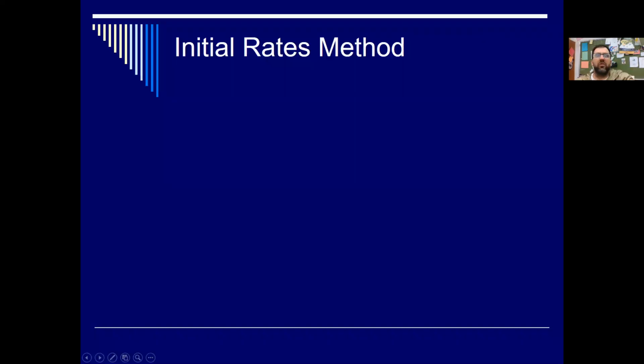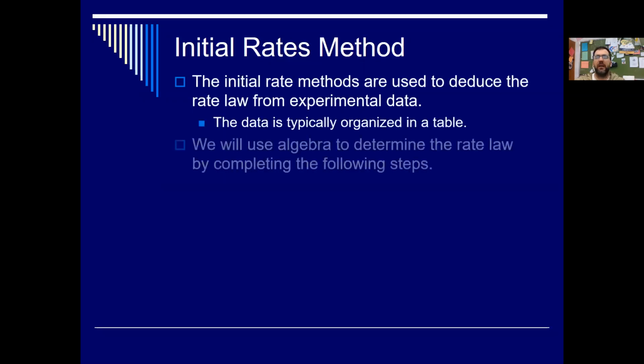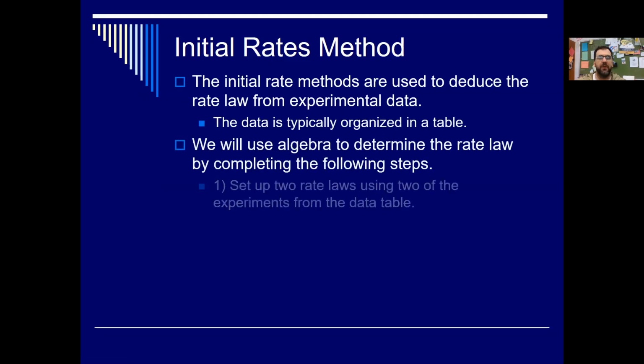All right, today we're going to talk about the initial rates method. Just as a reminder from yesterday, the rate law shows how fast reactants are being used up when products are being formed. The rate law can only be experimentally determined. It is the rate equals the rate constant K times the concentration of a reactant to some power. Okay, so the initial rates method is used to calculate the experimental rate law.